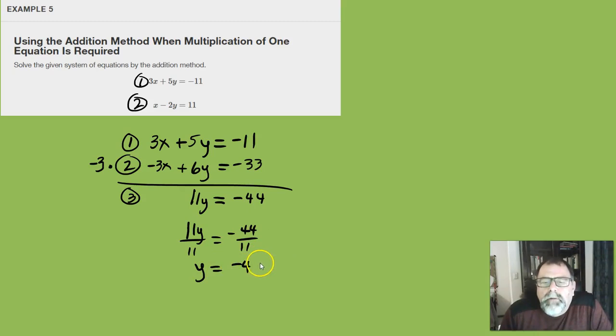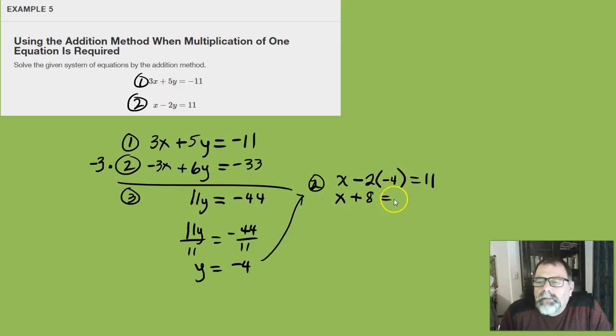Then we're going to substitute this in either to equation 1 or equation 2. Let's do it in equation 2. So x minus 2y, y is negative 4, equals 11, and we solve for x. So negative 2 times negative 4 is positive 8. And then subtract 8. So x equals 3. So then our solution set consists of the single point, the single ordered pair, 3, negative 4.